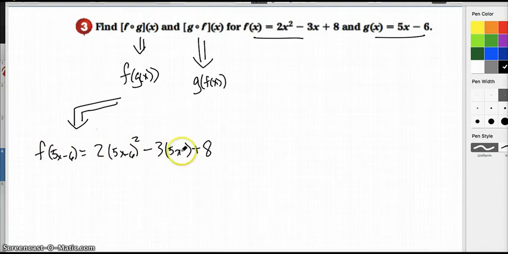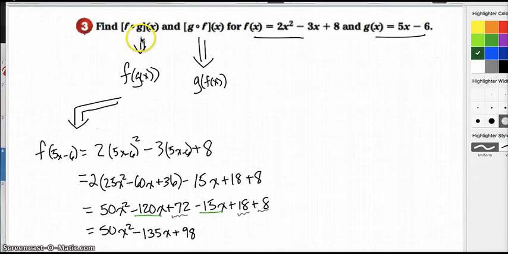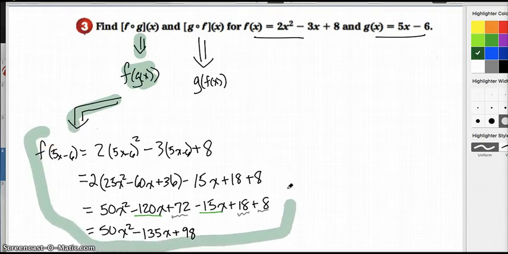And now it just requires me to simplify this, so I'm going to square this term first, multiply by 2, distributive property with the -3, join like terms. So what we get after composing these two functions, I'm going to highlight this in this green color, is this situation. All right, we end up with the composition of the two functions equaling what we see down here below, 50x squared minus 135x plus 98.